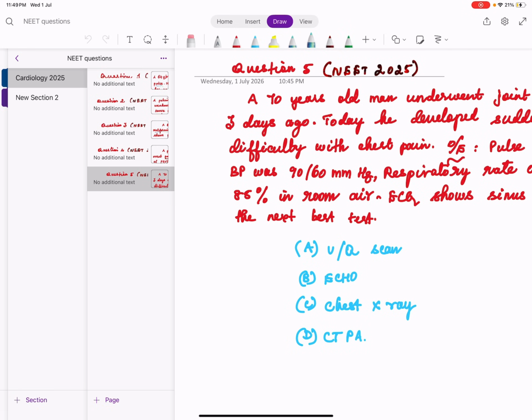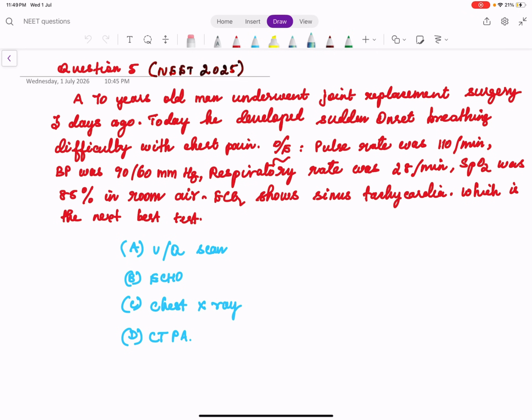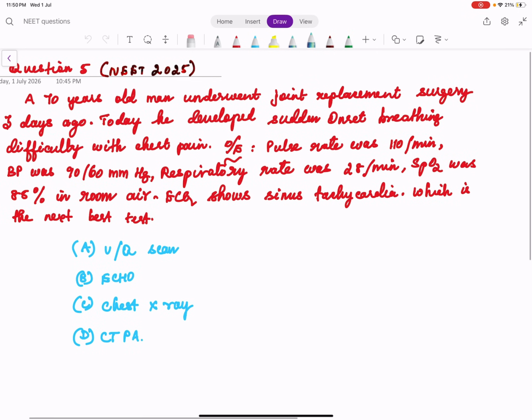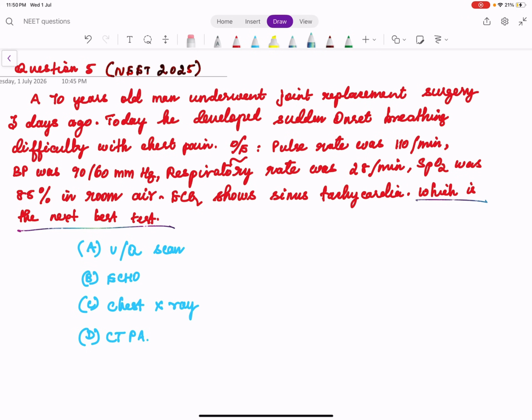So we'll discuss another question from NEET 2025 previous year question, cardiology. So again, read the last line, which is the next best test. So some diagnosis has to be picked up and we have to think what is the next level. A 70-year-old man underwent joint replacement surgery 3 days ago. Today he developed sudden onset breathing difficulty with chest pain. On examination, pulse rate was 110 per minute. So there is tachycardia. BP was 90/60. So looks like a hypotension. Respiratory rate was 28 per minute.